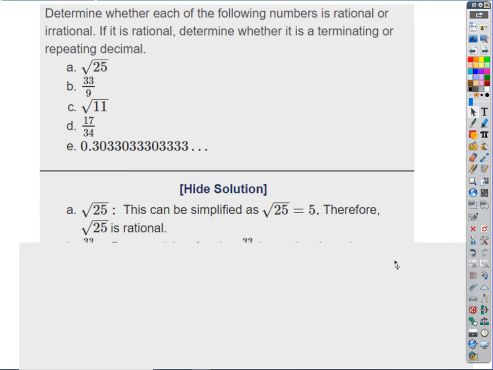Square root of 11. Irrational. What's the difference, real quick, between square root of 25 and square root of 11? Why is the square root of 25 rational and the square root of 11 irrational? 25 is a what? Exact. What do we call that? A perfect square, there you go. 25 is a perfect square and 11 is not, good. 17/34, obviously that's rational. What about the bottom one?